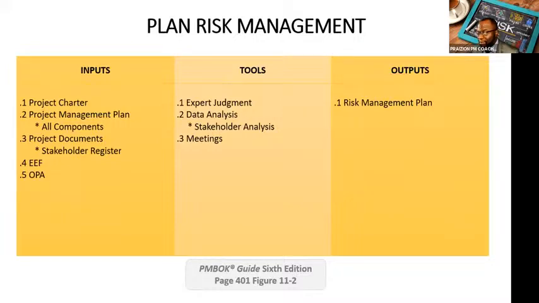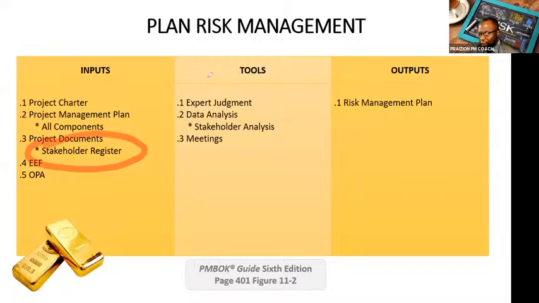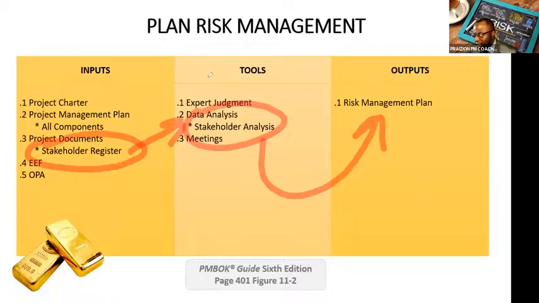On the exam, what I expect them to give you, going into the gold zone, is pretty much anything that's in the risk management plan. You got to know. Something else that is noteworthy is your stakeholder register is an input here because you're doing a stakeholder analysis. And some of that information is going to permeate into your risk management plan. You're going to profile these stakeholders, okay?